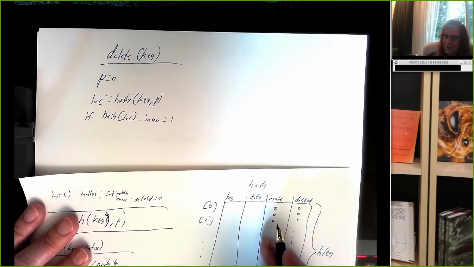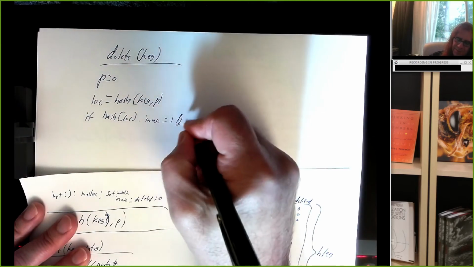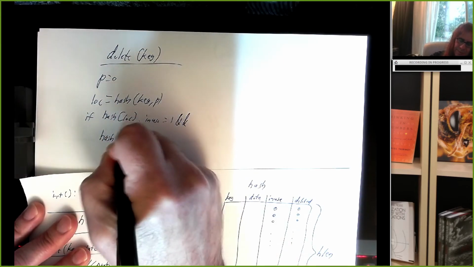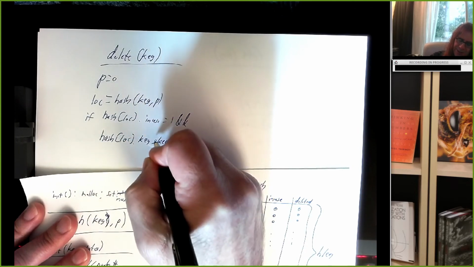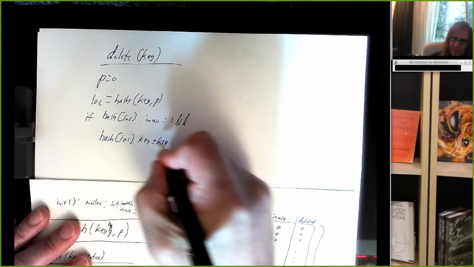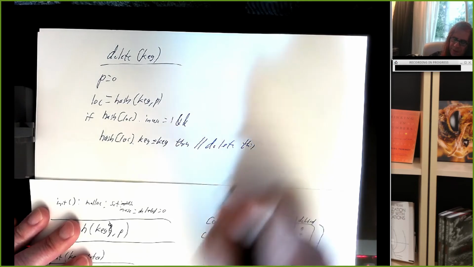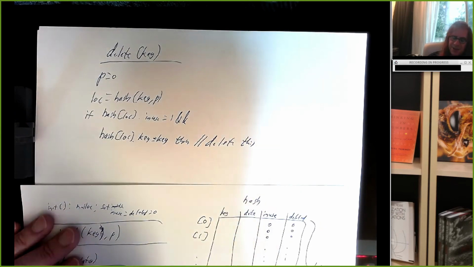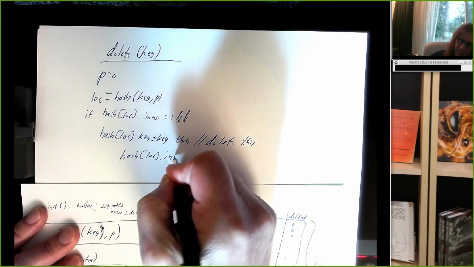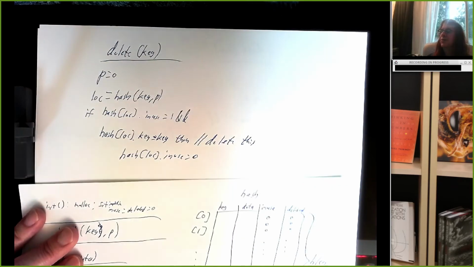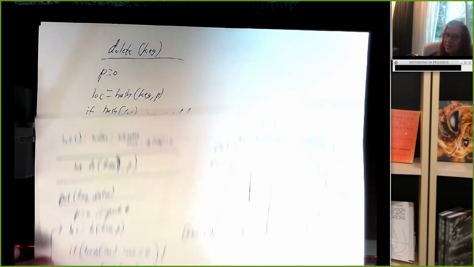If at that location we find the in-use flag is set to 1, meaning there is a key data pair stored there, and the key matches the key that we're trying to delete, well, we're going to delete that entry. How do we delete the entry? Set the in-use equal to 0 so that, when we're going through trying to store something, we'll know that that spot's available.